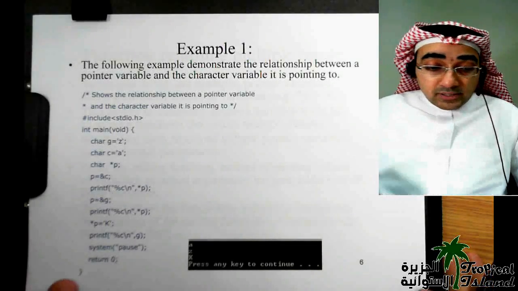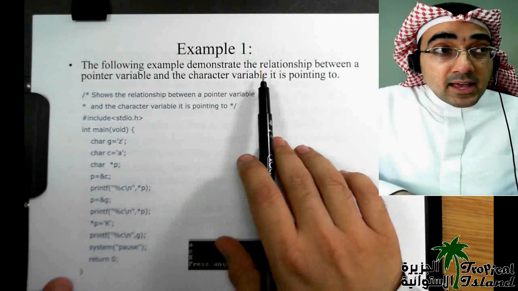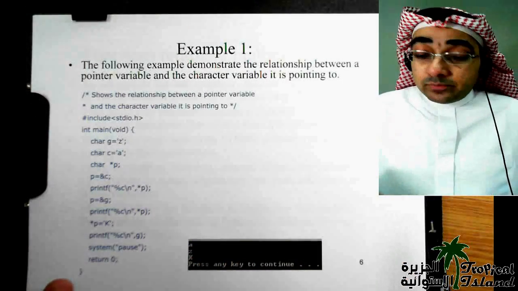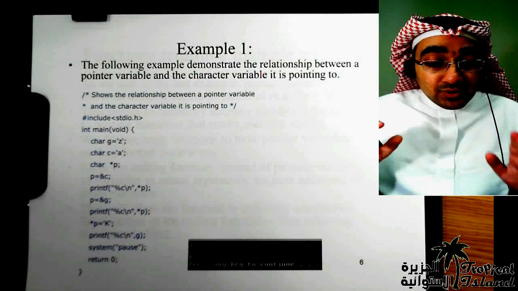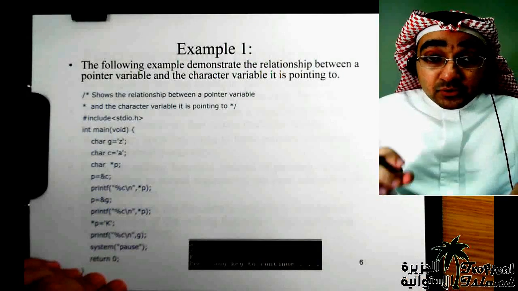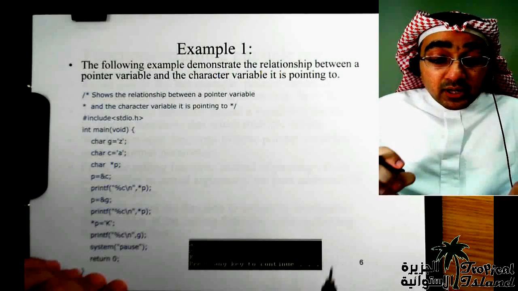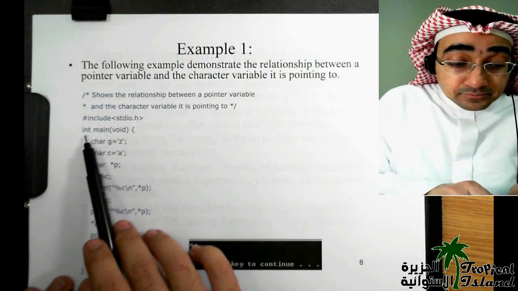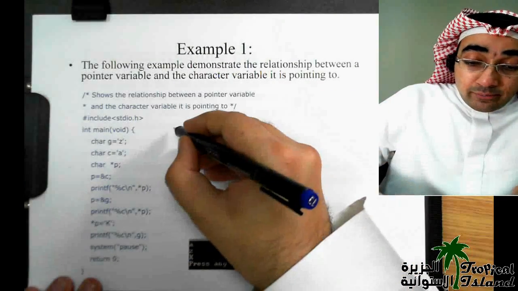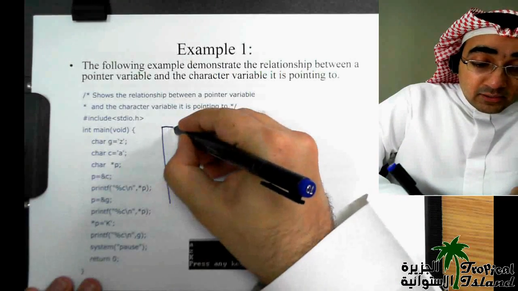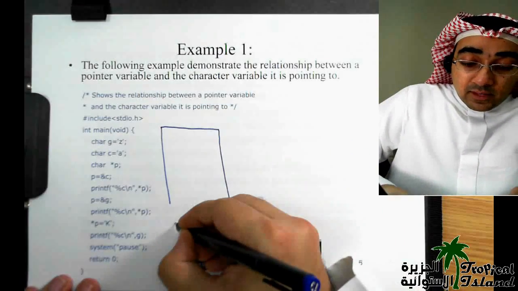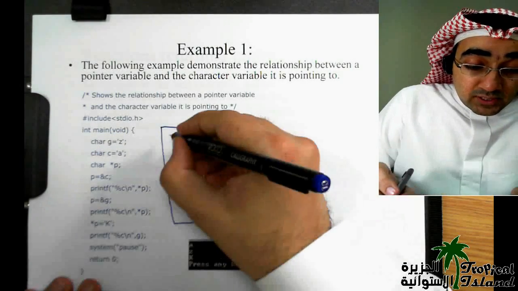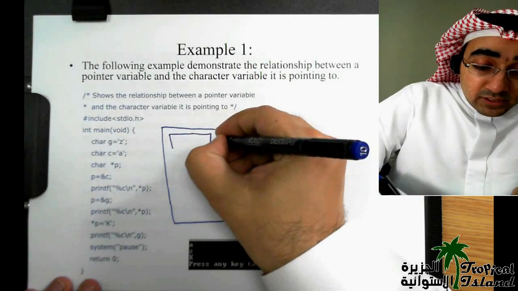So let's start over here. The following example demonstrates the relationship between a pointer variable and a character variable it is pointing to. We want to demonstrate how pointers actually work, and this is a vital example, so try to understand it as clearly as possible because it's going to clarify all pointer variable problems for you. So we start with main. When we start with main, we are given a memory location where main is capable of storing any variable that it has. Then we have char g is equal to z. So we have a big notation over here.